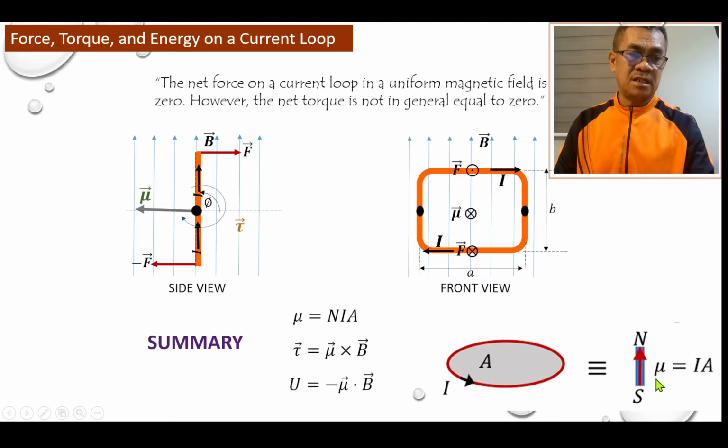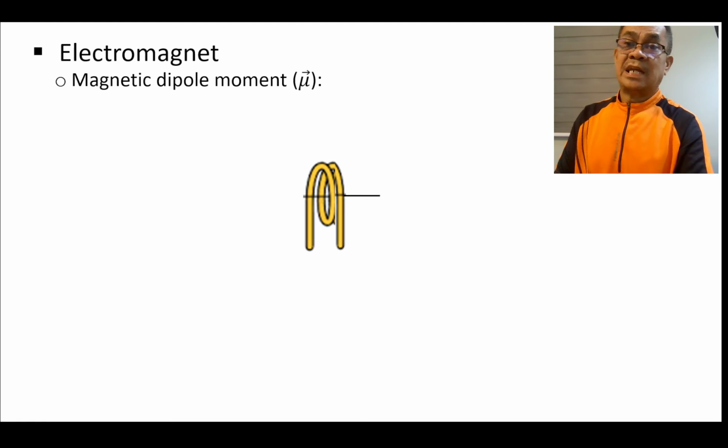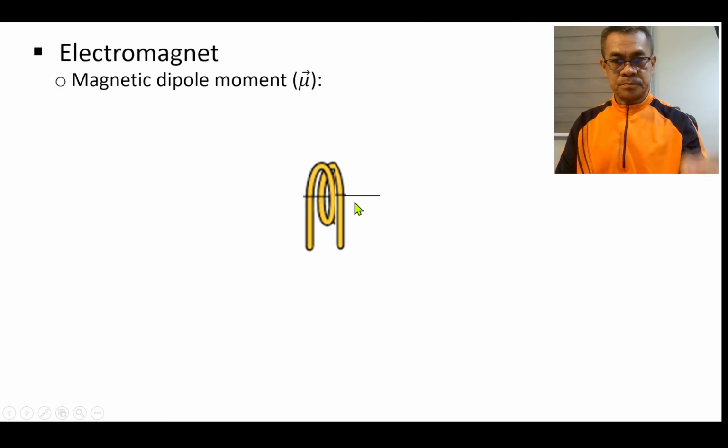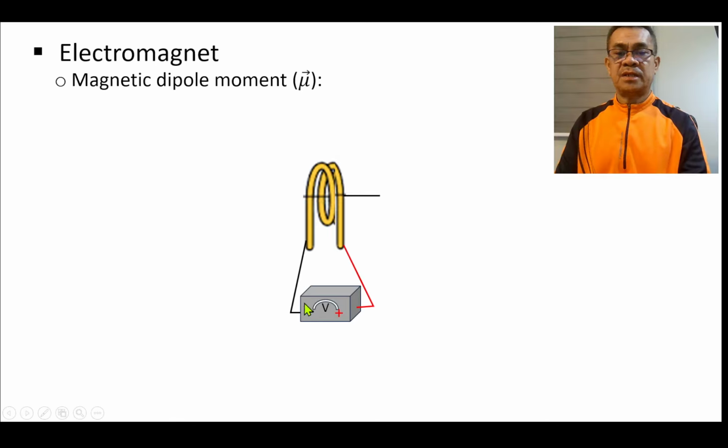So in IA is the mu. Okay? So as I've said, we call this an electromagnet. Suppose we have this current flow, single turn. If we connect this with the supply, positive, negative, take note that the conventional flow is from positive, so current will flow in this direction.